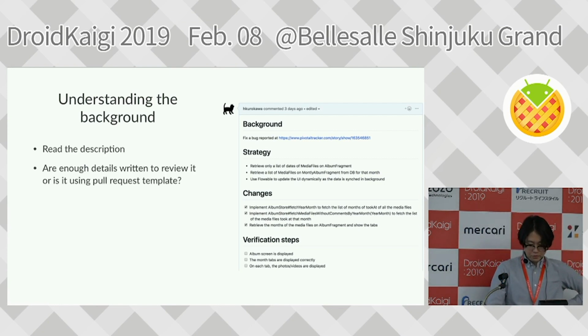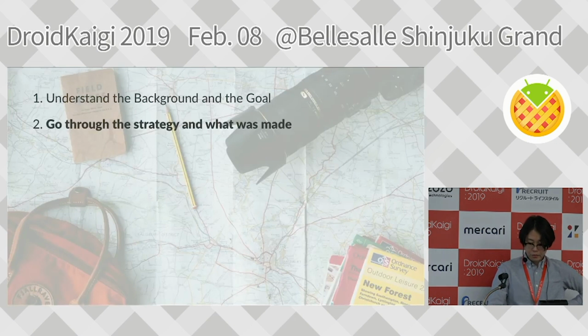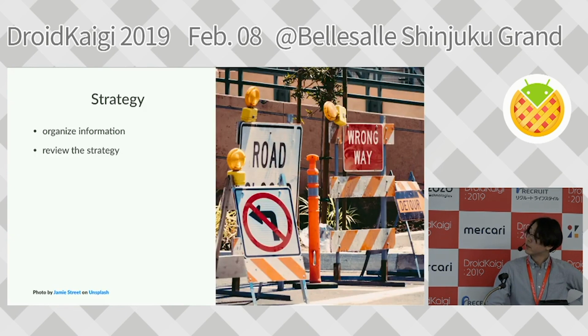Oh, I forgot the step. Next process, check the strategy and what was made. After you read the description and understand the goal, please think about whether the solution the Reviewee chose is correct. If you feel it's a little weird, it's good to ask the Reviewee why she or he chose the strategy. You may find a hidden background.